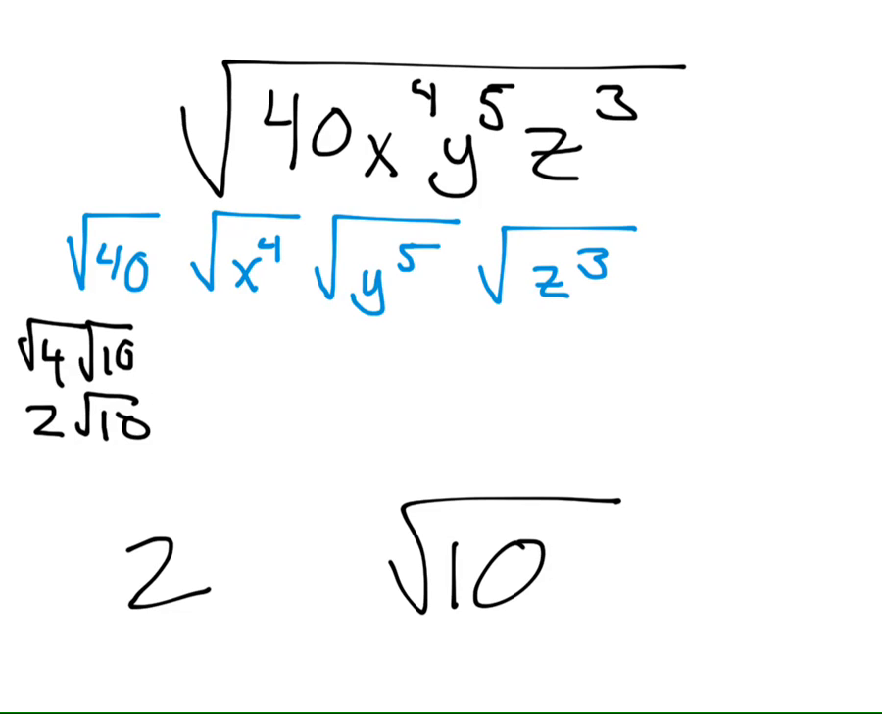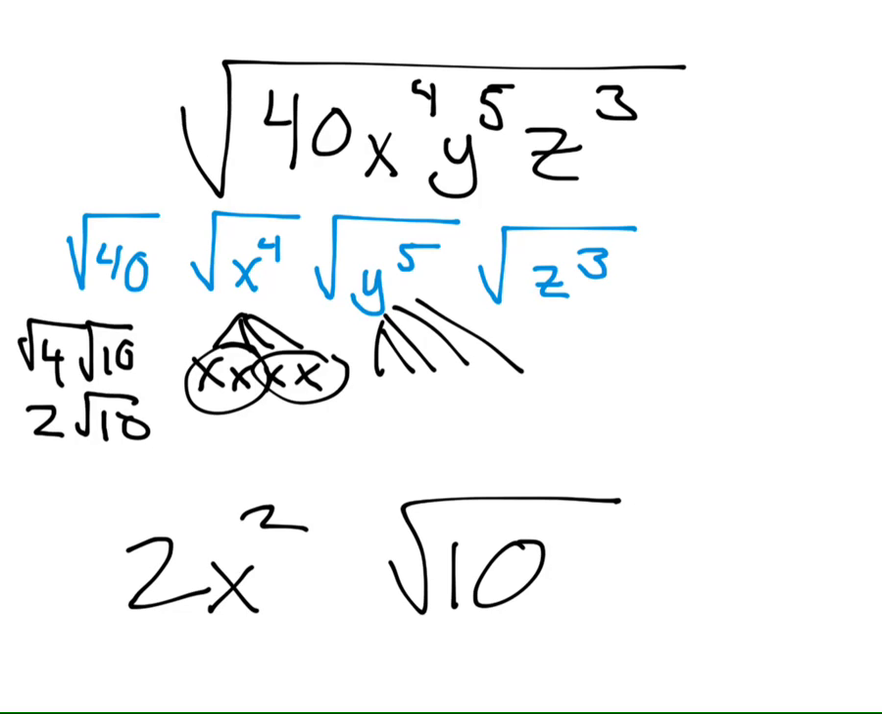What is the square root of x to the fourth? It's x squared, right? Because there's another way to look at it. There's 4 of those being multiplied. You can pair up 2 different ones. So x squared, because x squared times x squared is x to the fourth. There's none of the x's left on the inside.